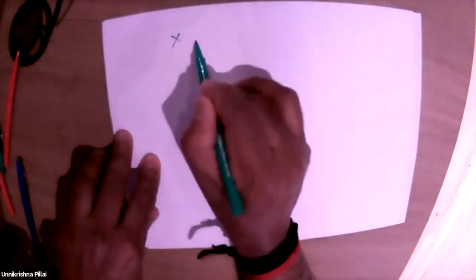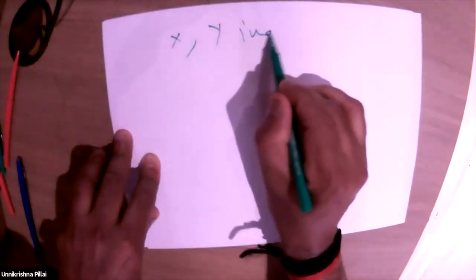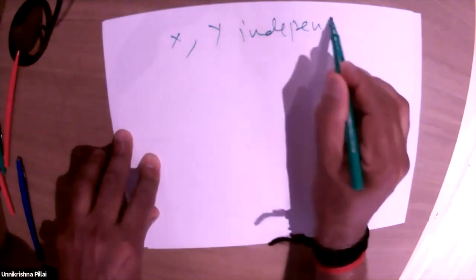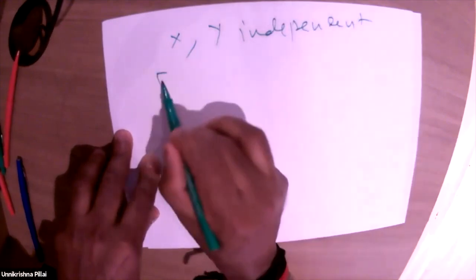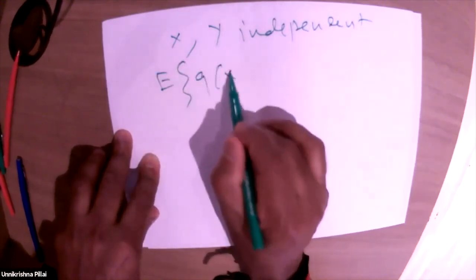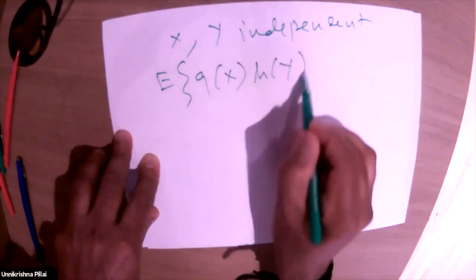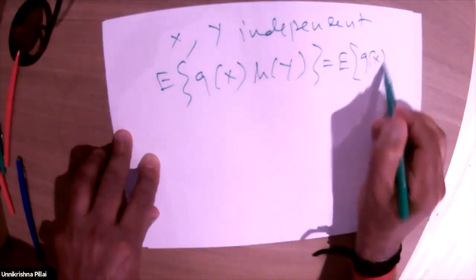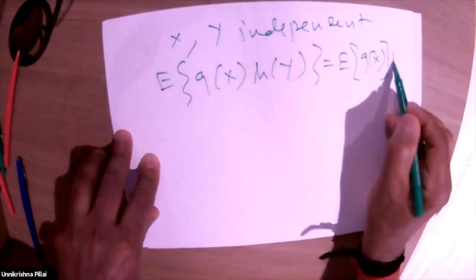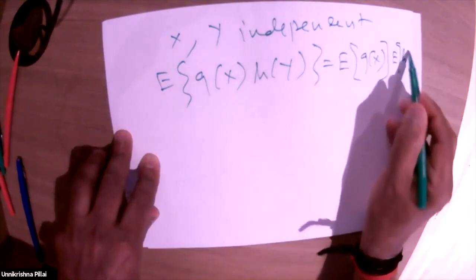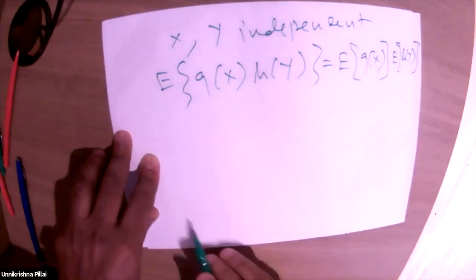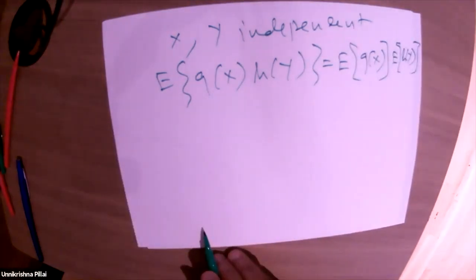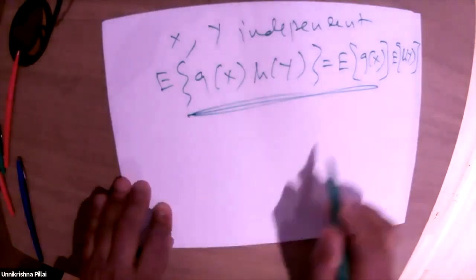So what do we have? So we have a good result. This is an important result. If x and y are independent, then the expected value of g(X) multiplied by h(Y) is the expected value of g(X) multiplied by the expected value of h(Y). Only if they are independent. So this is a useful result.